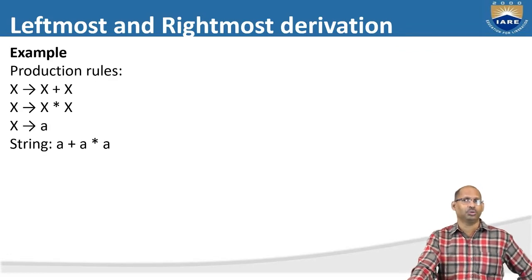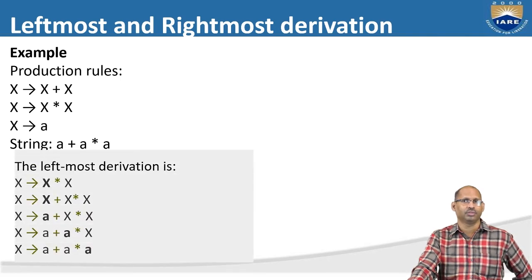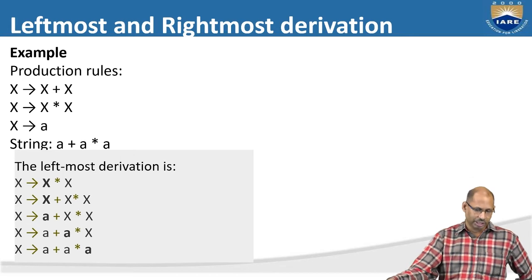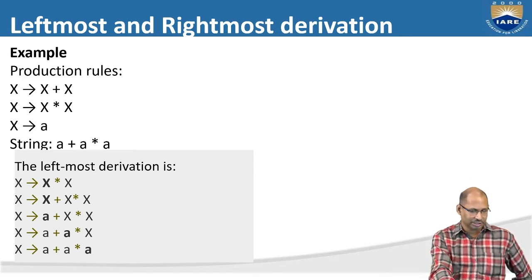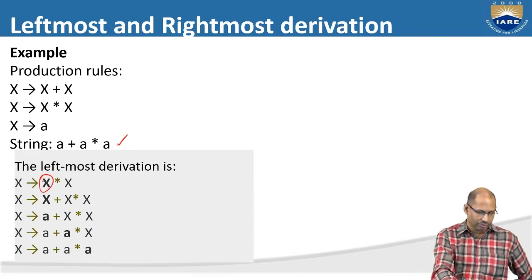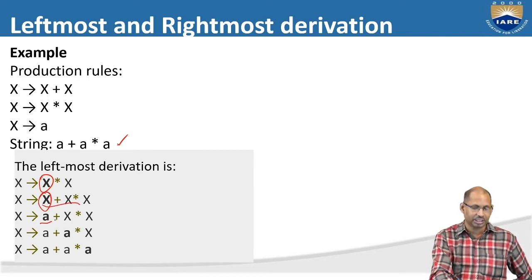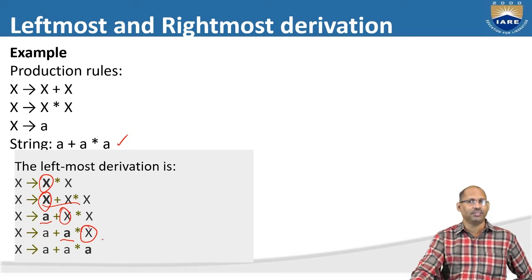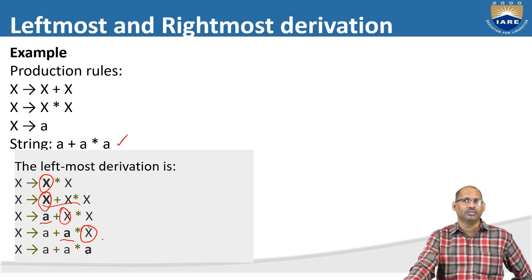So here is one more example. Right? This is a leftmost derivation. So x plus x, x into x, is the input string that we want. So first the leftmost variable is replaced, then the leftmost variable x is replaced with a, then the leftmost variable is replaced with a. Right?